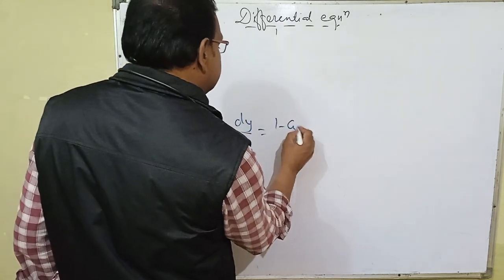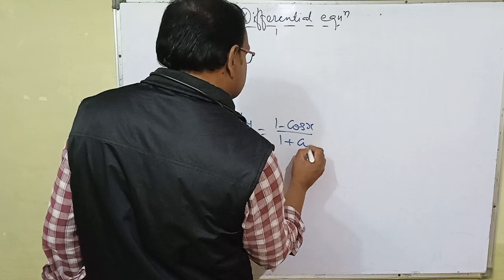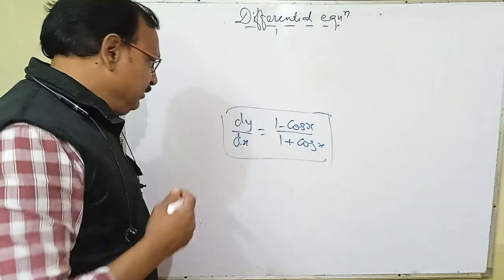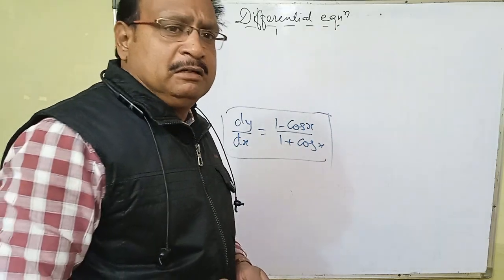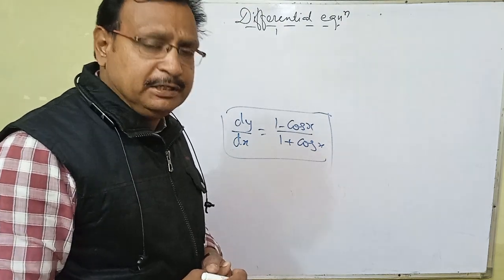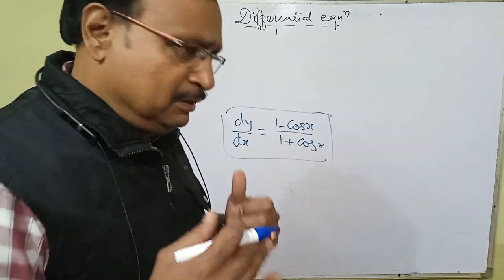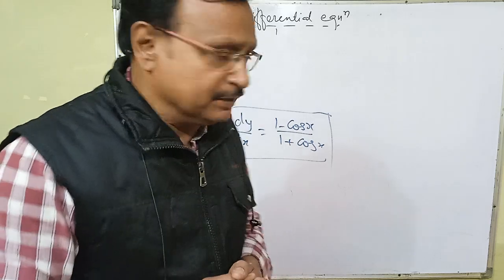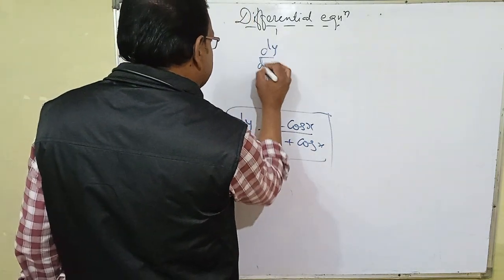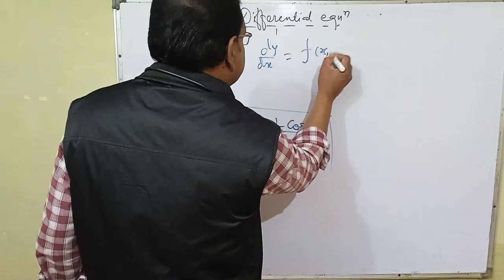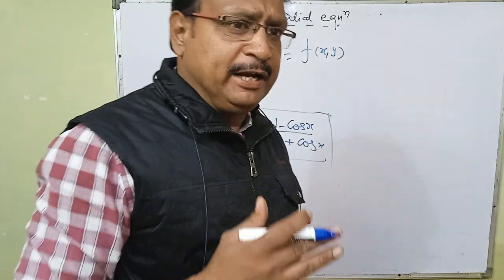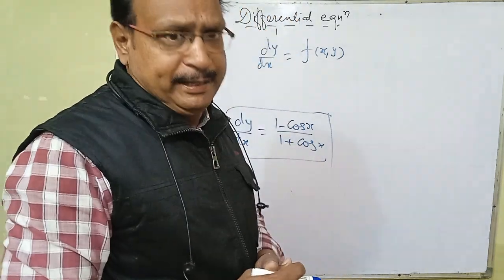dy by dx is equal to (1 minus cos x) upon (1 plus cos x). For example, here is a question: solve the differential equation dy by dx is equal to (1 minus cos x) upon (1 plus cos x). First of all, we ascertain what is the type of this differential equation. We see that the differential equation is of the type dy by dx is equal to f(x, y). So it is clear that firstly we have to separate the variables.